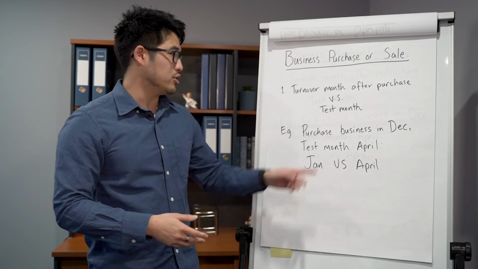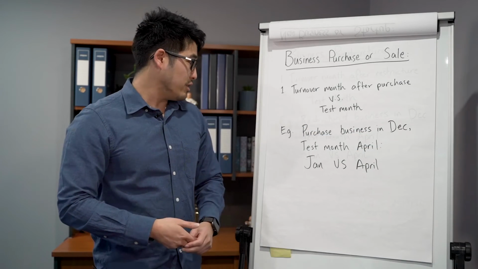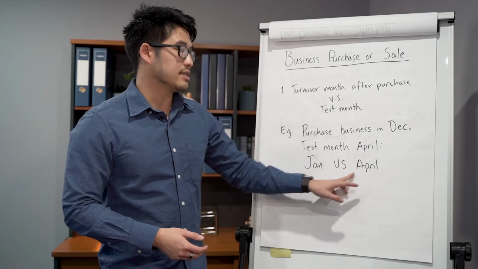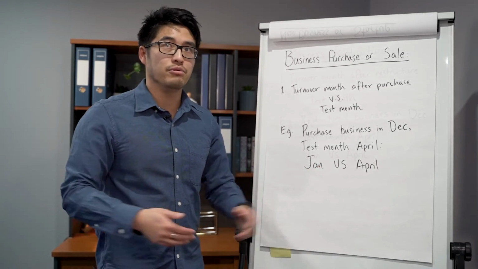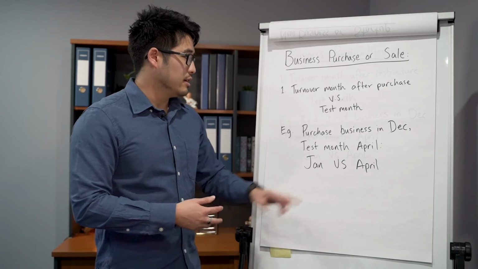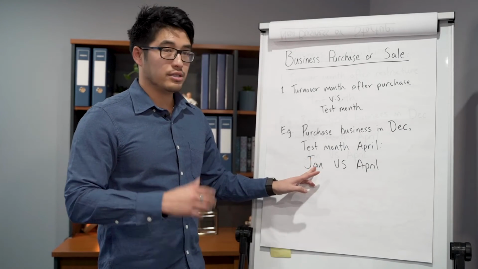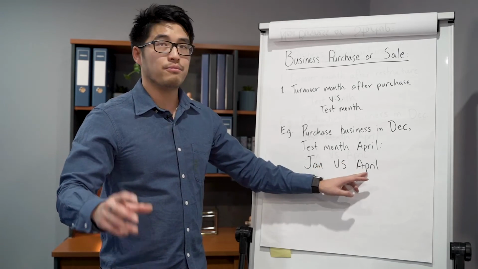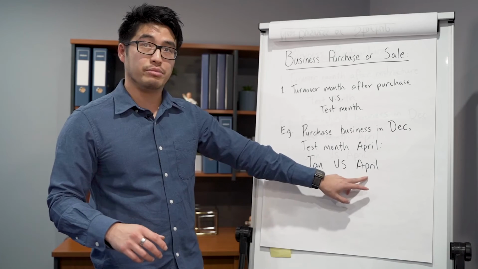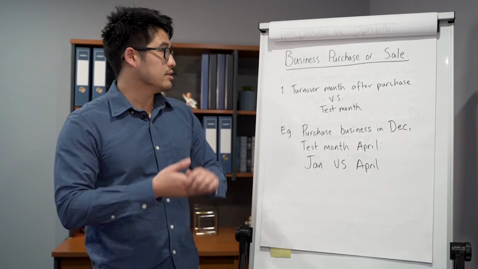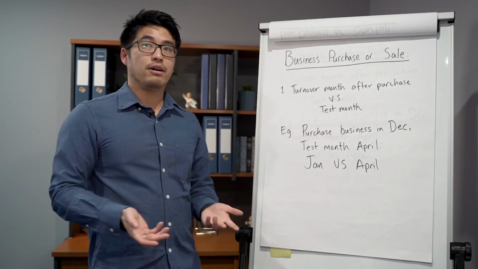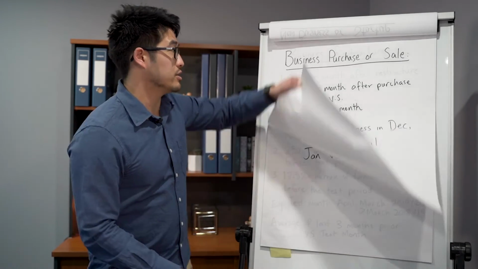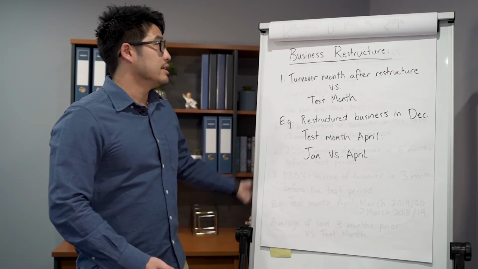So for example, if you purchase a business in December, we want you to compare your January versus your test month. And again, I'm choosing April because most people will choose April. So if your January, which is the month after your purchase, is higher than your April by 70%, that means there was a 30% drop in April. So as a result, you can also apply and get the JobKeeper payment because you meet this test here. So that's the business purchase, okay?